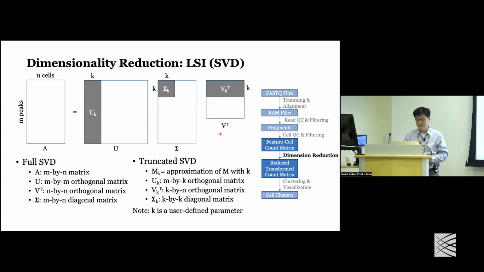to me, I don't really like the term embedding when it comes to describing this. Anyway, k is a user-defined parameter, and typically 50 is used. Sometimes you can go higher, like 100, or fewer, like 30, depending on how many cells you have and how complex the data are. But in the end, you will have an n by k matrix. So each cell is represented by k features. You're actually going to use this matrix as a reduced and transformed feature-cell count matrix.